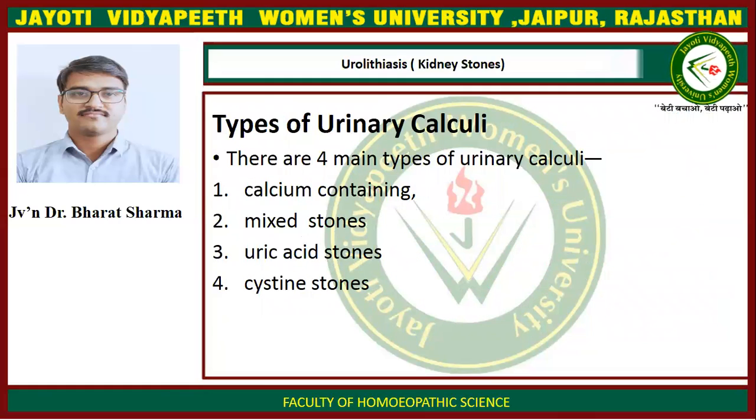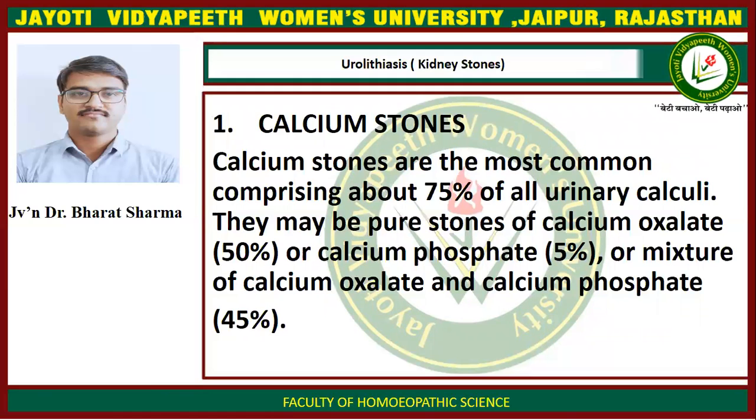Types of urinary calculi. There are four main types of urinary calculi. First is calcium containing. Second is mixed stones. Third is uric acid stones. Fourth is cystine stones. First is calcium stones. Calcium stones are the most common, comprising about 75% of all urinary calculi.